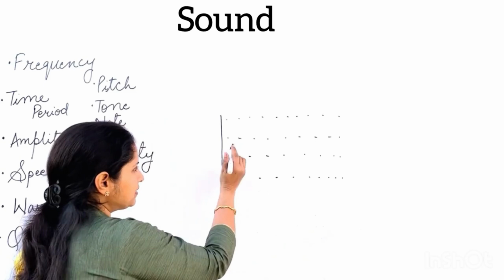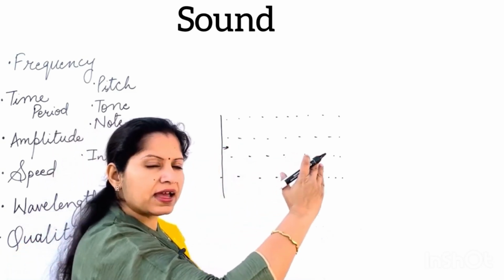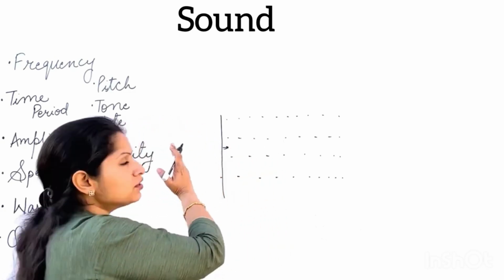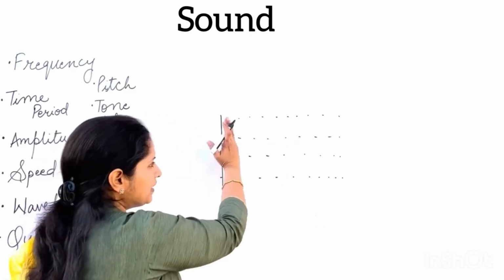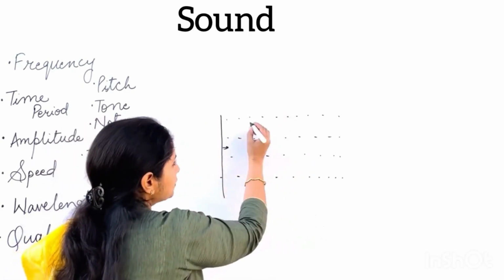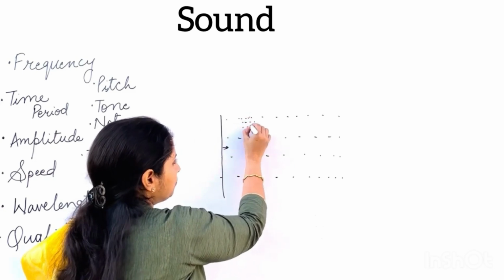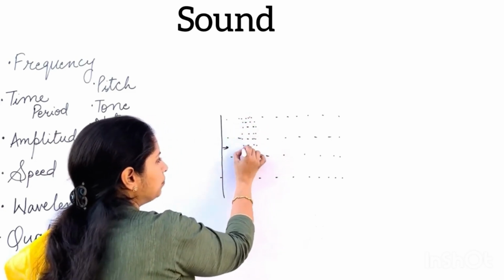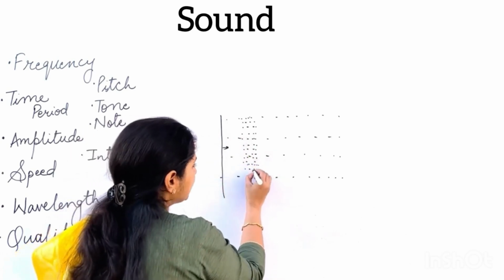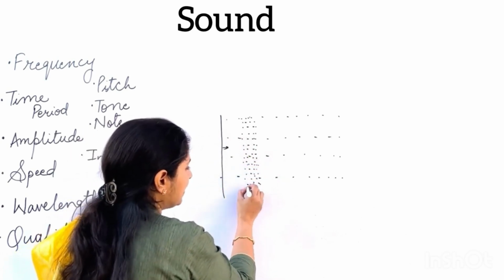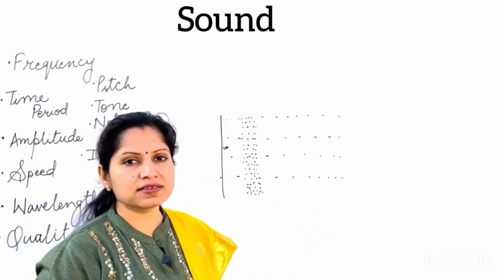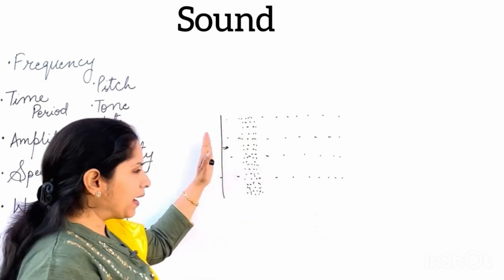Now, when it vibrates, it will first move out and then move in. This is the vibration of the drum. When it moves out, it will push these particles in the forward direction. So these particles will be pushed forward, and in the region next to it, the number of particles will be increased. But after pushing, the drum went back to its original position.